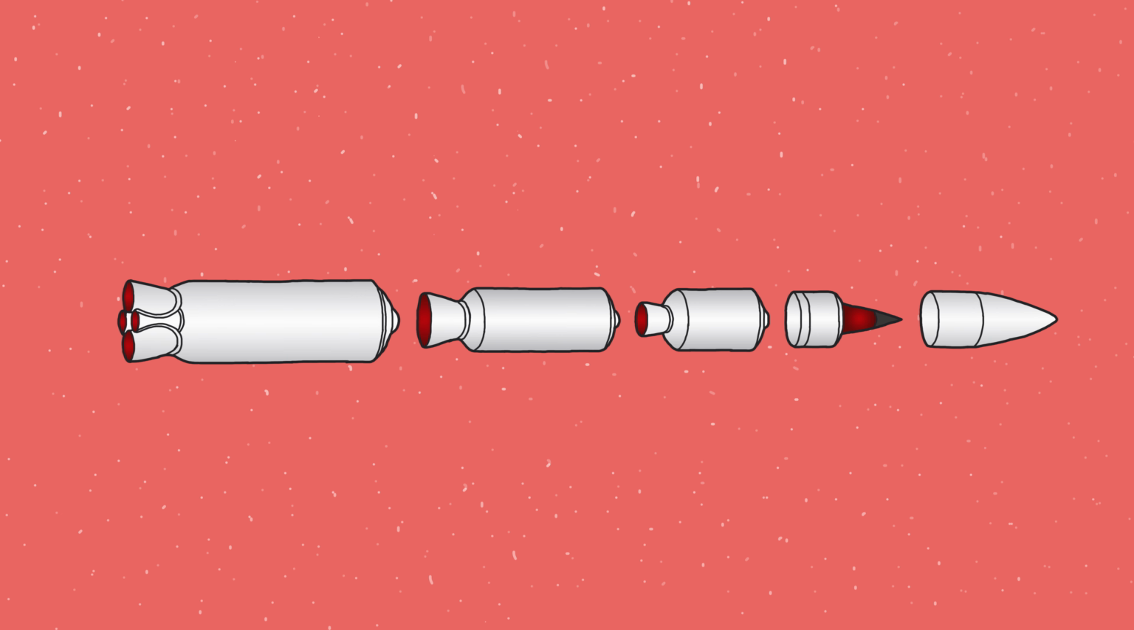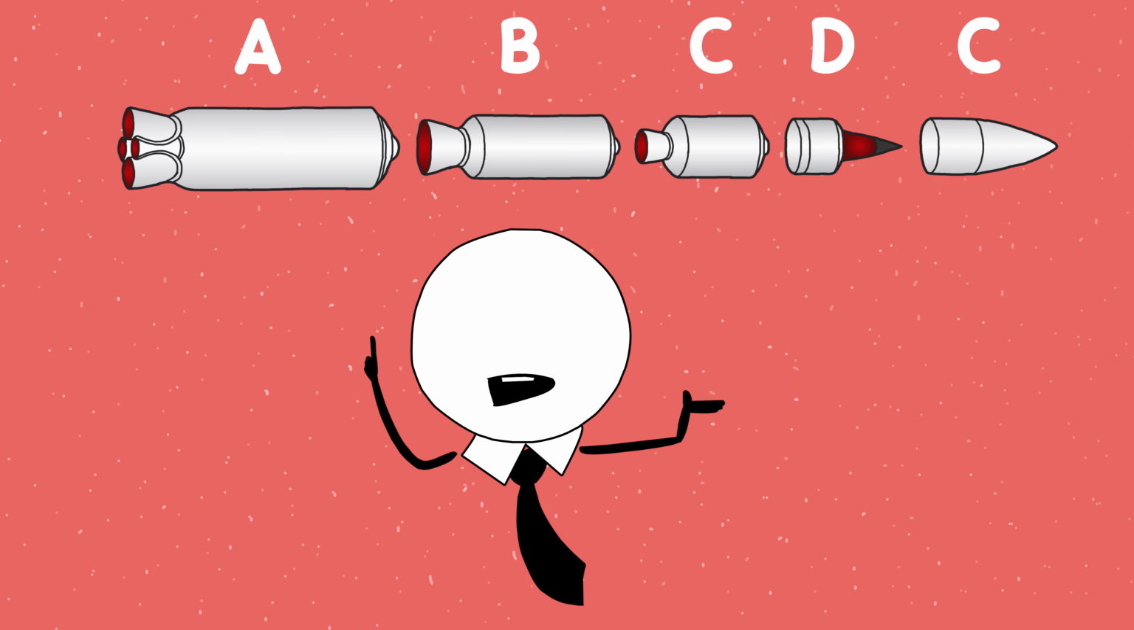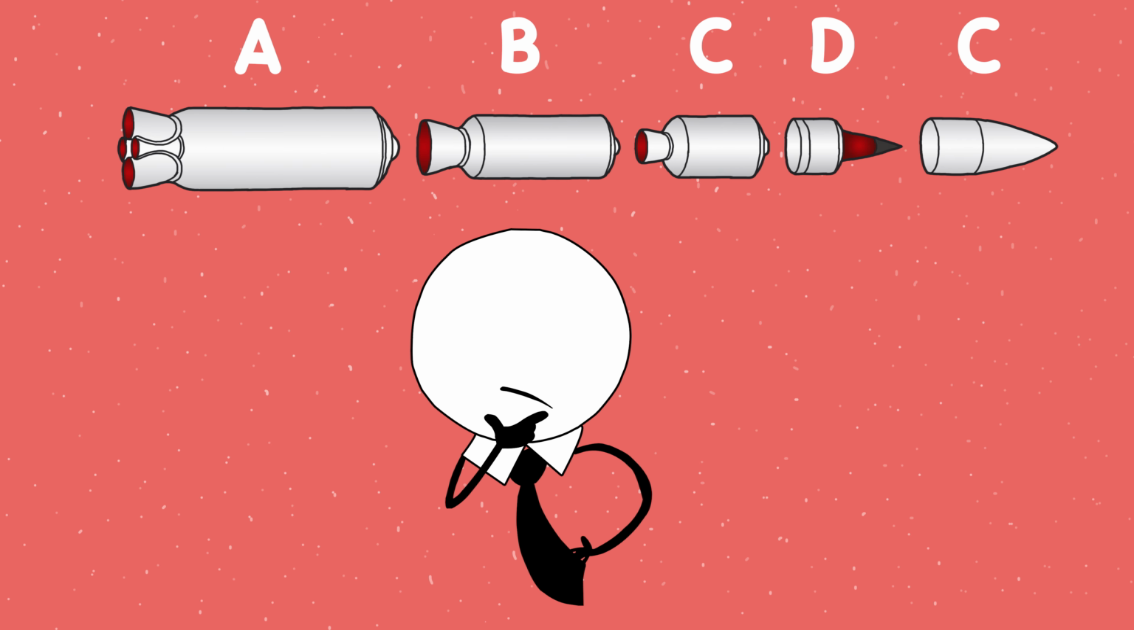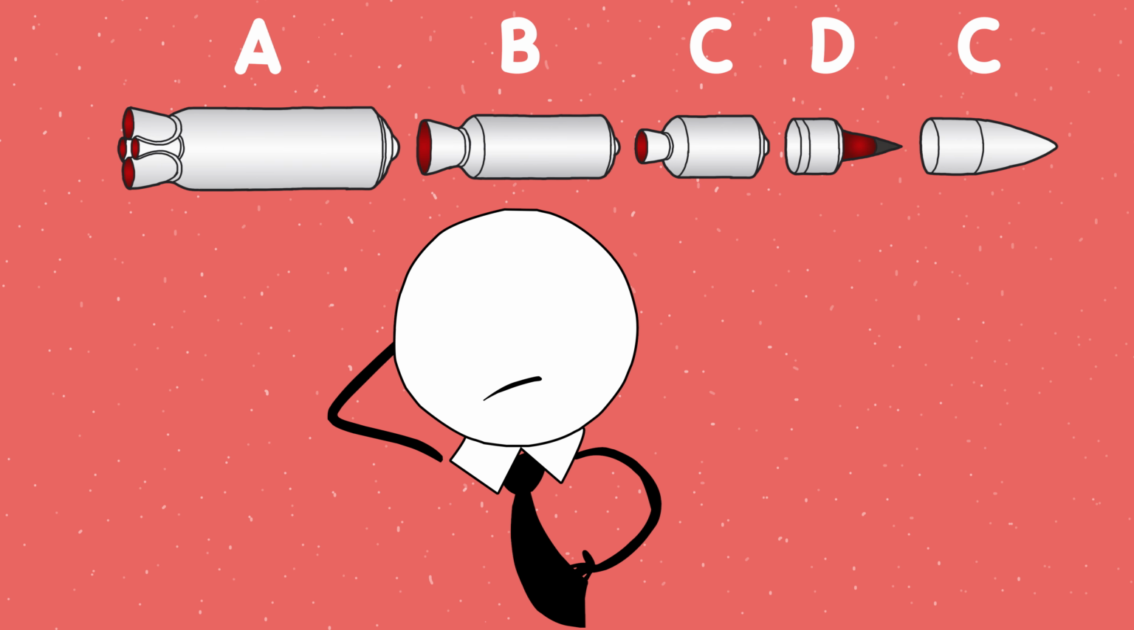In front of you is a ballistic missile composed of 5 parts, and each of these parts has its own specific function. But before we explain these parts, we first need to understand why it is called ballistic and what the term ballistic actually means.